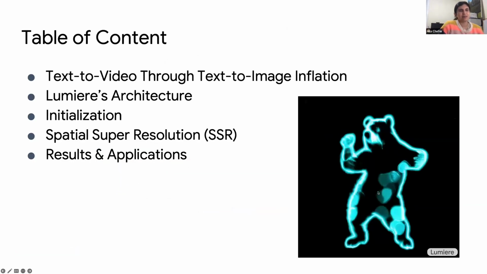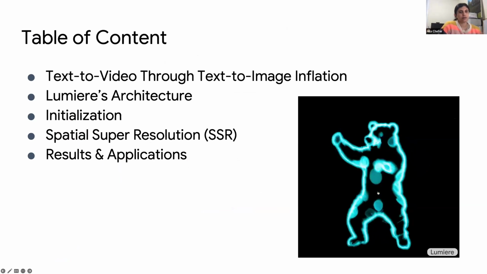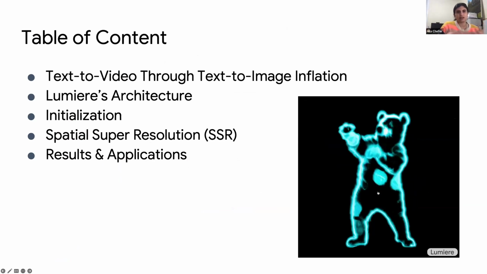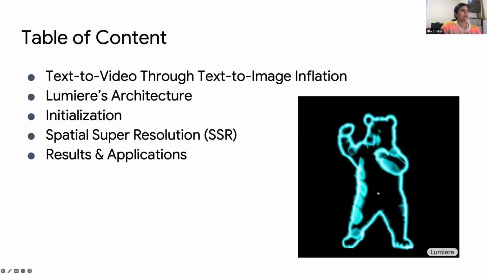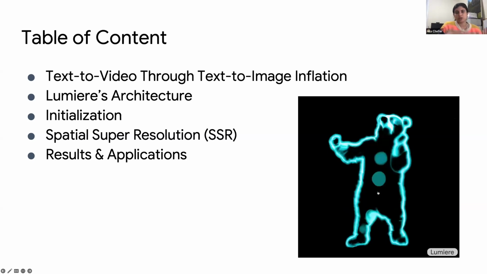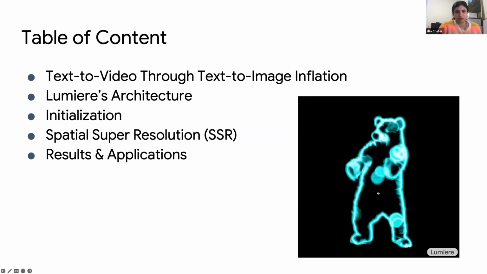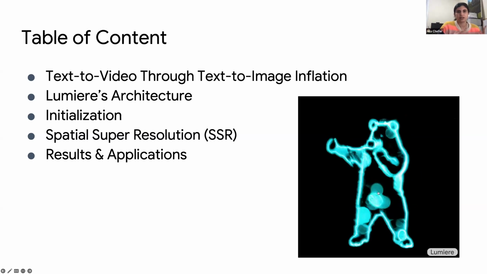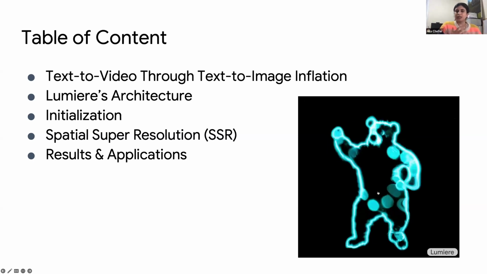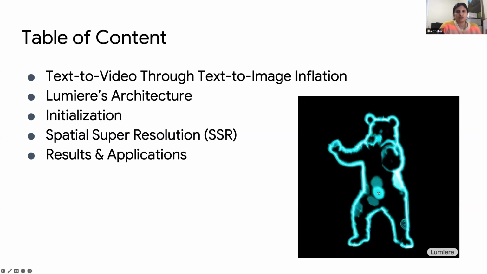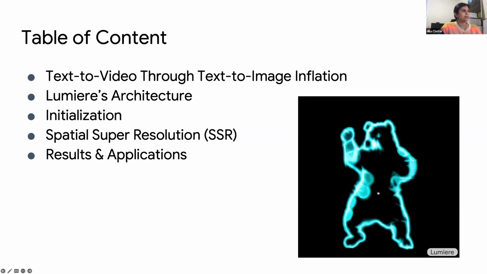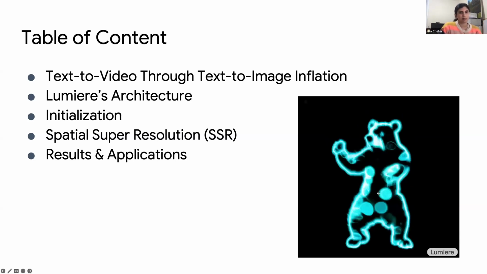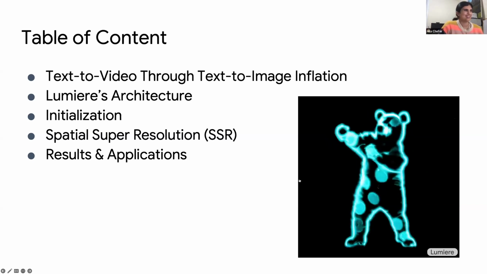So let's take a look at some of the topics that we're going to go through during this talk. First and foremost, Lumiere is an inflated text-to-image model. So we'll go over what it means to inflate a text-to-image model into a text-to-video model. Then we're going to deep dive into Lumiere's architecture, basically how we did the inflation and what's so special about Lumiere versus the alternatives. We're going to touch on the initialization of the model, because we did see that the initialization really helped the model converge and was very significant in the results that we got from Lumiere. We're going to talk about the spatial super resolution that we're applying, and then we'll wrap it up with results and applications, which I'm sure is the most exciting part for all of us.